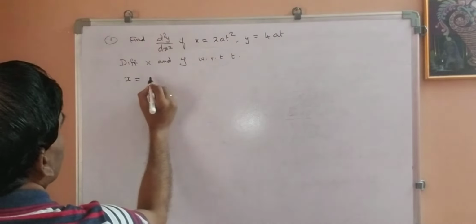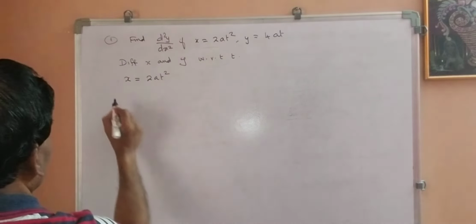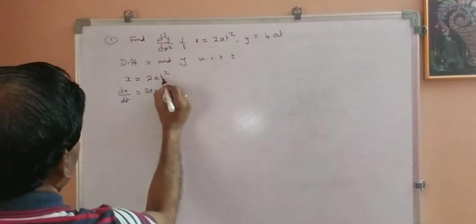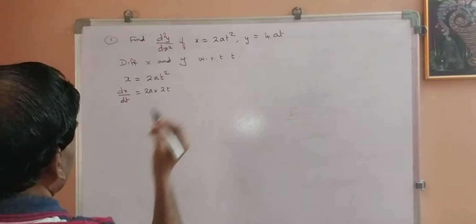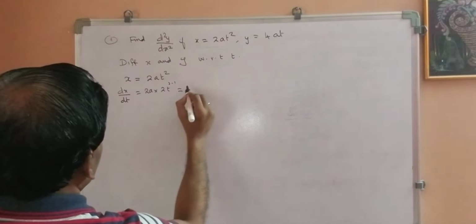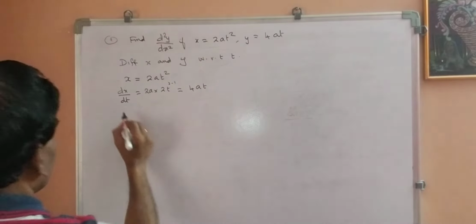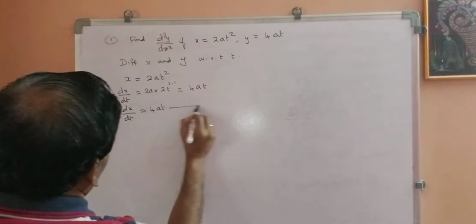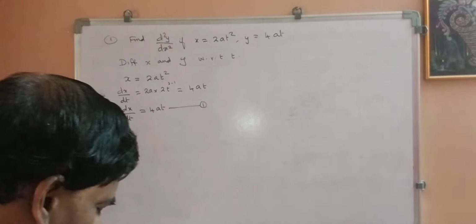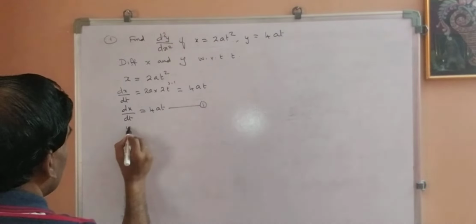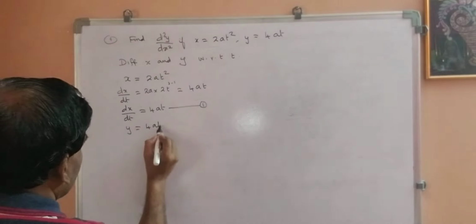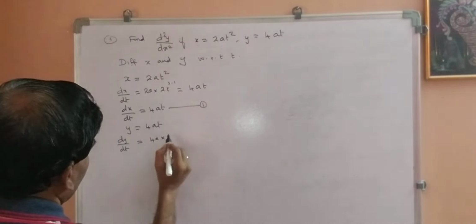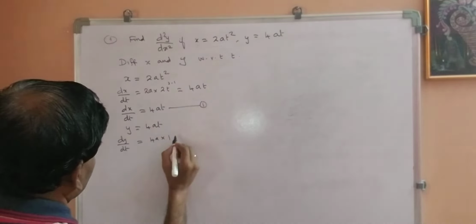So first we take 2at square. So dx upon dt equal to 2a into, what is the derivative of t square with respect to t? 2 into t to the power 2 minus 1. So 4at. Therefore, dx by dt equal to 4at. Okay, 4at. Now, similarly, for y we will find the first derivative. dy by dt equal to 4a into, what is the derivative of t with respect to t? 1. So 4a.